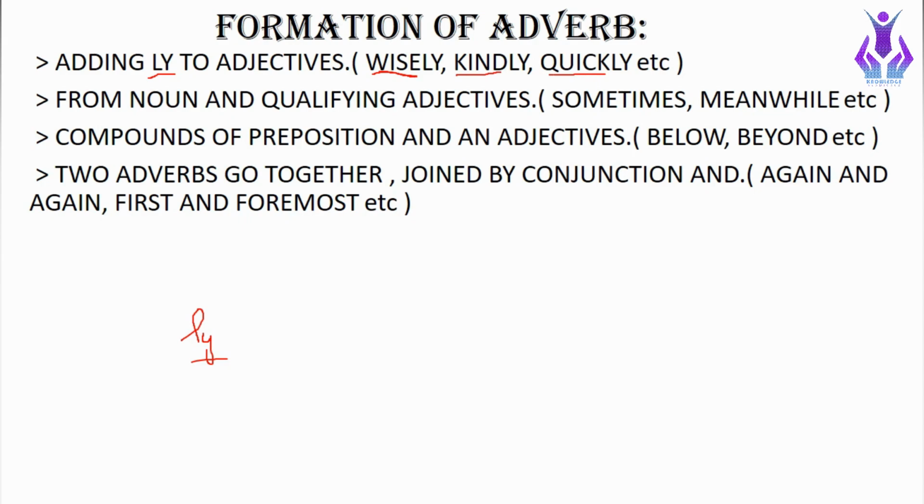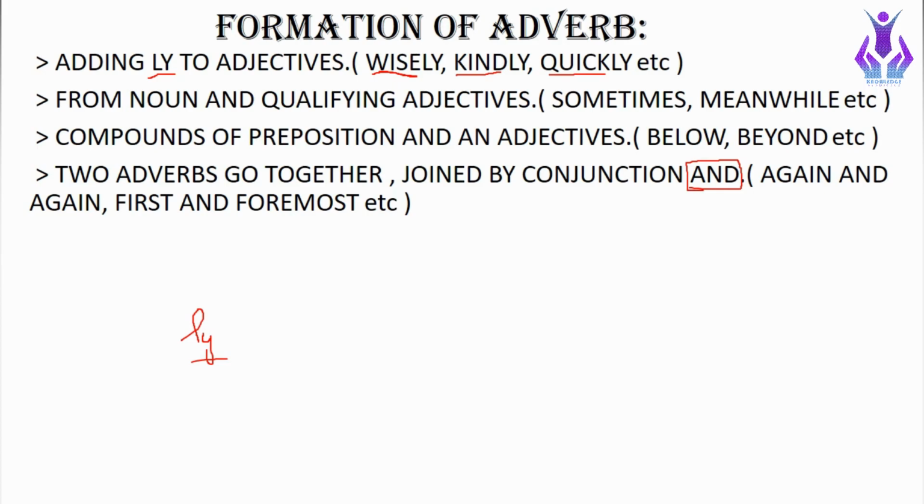The next is two adverbs going together, joined by the conjunction and. When two adverbs come together and we join them by the conjunction and, they become a new adverb. For example, again and again, first and foremost. Again and again is used when we want to say more than once, or we are showing that something is repeated. So there we put the adverb again and again. When we have to say first of all in an adverbial manner, we say first and foremost.